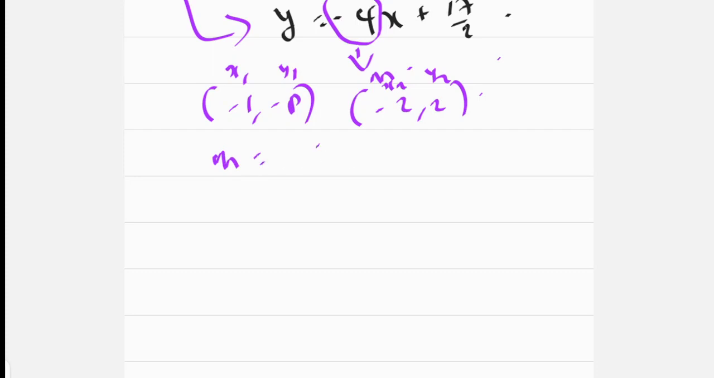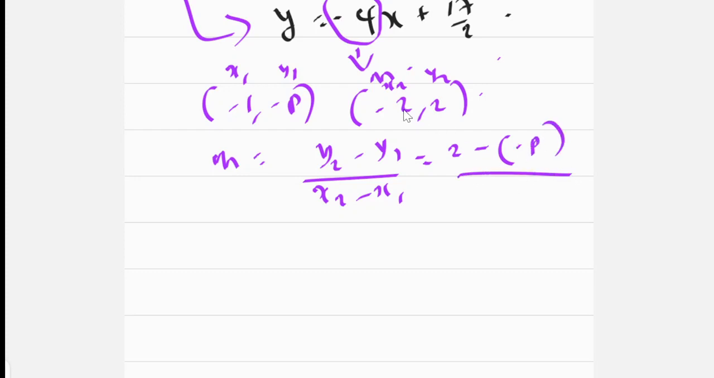Recall that the slope is what? y2 minus y1 over x2 minus x1. I hope you understand now. So your y2 here is 2 minus what? Minus p. Then divided by your x2, which is what? Minus 2 minus minus 1. And I don't need to stress myself.